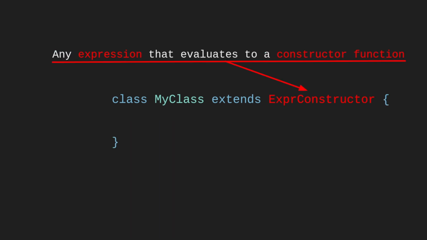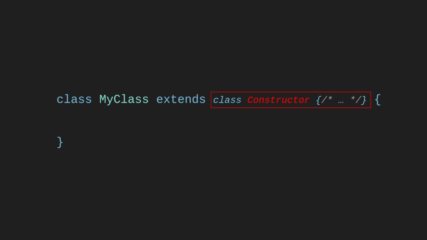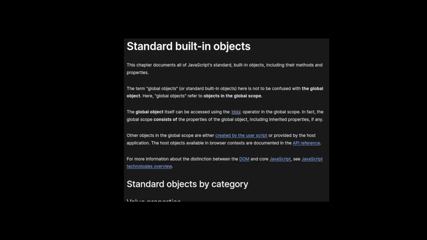What follows extends can be any expression that evaluates to a constructor function. So you can use a function or a class. You can even do something like this. As a note, JavaScript doesn't support multiple inheritance. An object can only have one prototype, but you can simulate multiple inheritance by merging objects together in a mixin. Built-in classes like array, map, set, and others are extendable, but it is recommended to extend them using classes.